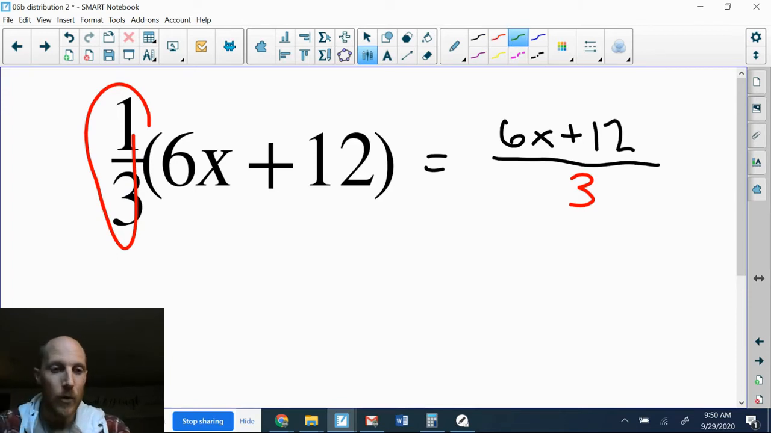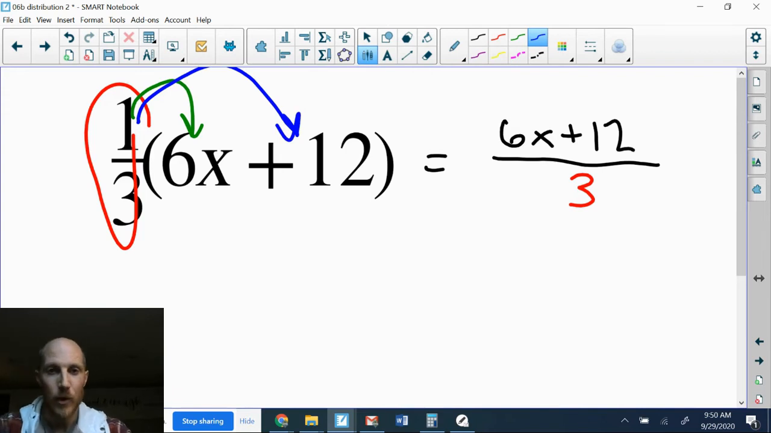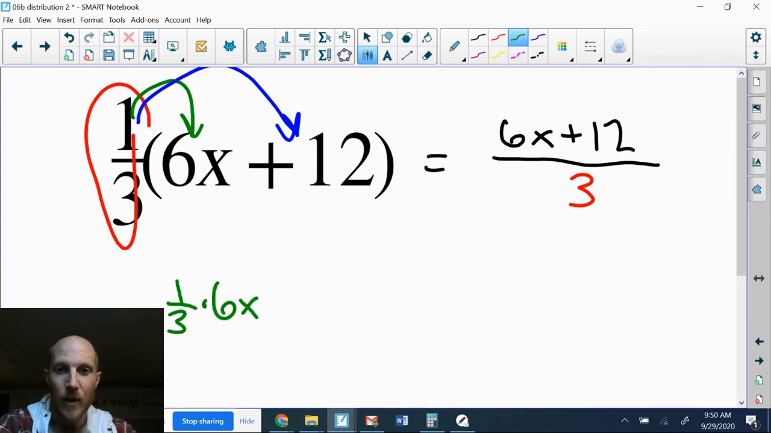Or if you want to do the problem the way it is written, that's awesome. Let's do it the way it's written. So I'm going to take this 1/3, I'm going to multiply it onto the 6x, and then I'm going to multiply it onto, oops, bad arrow, onto the 12. Okay, so 1/3 times 6, sorry, times 6x. I'll just write it down so we can see everything first of all, and then I'm going to take the 1/3 and multiply it by that 12.